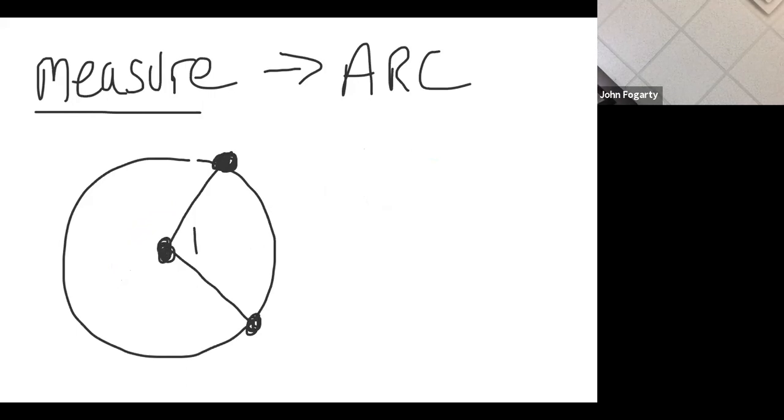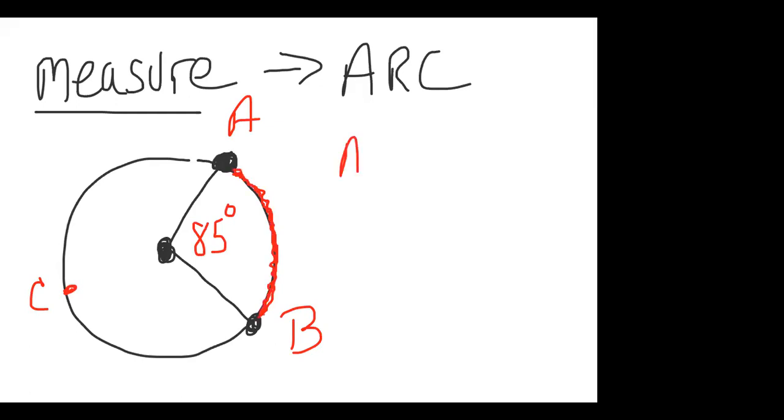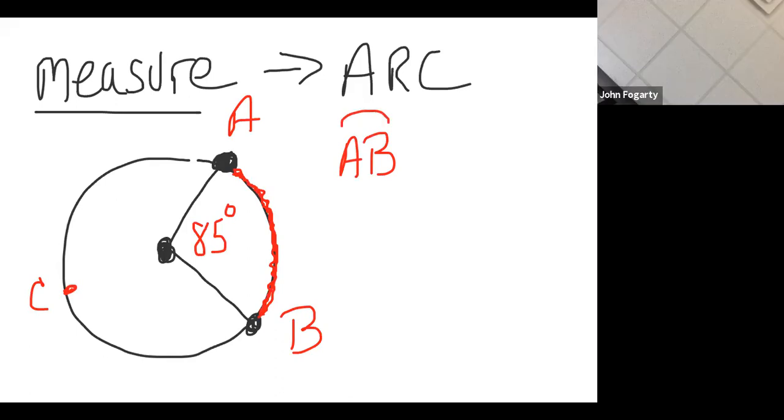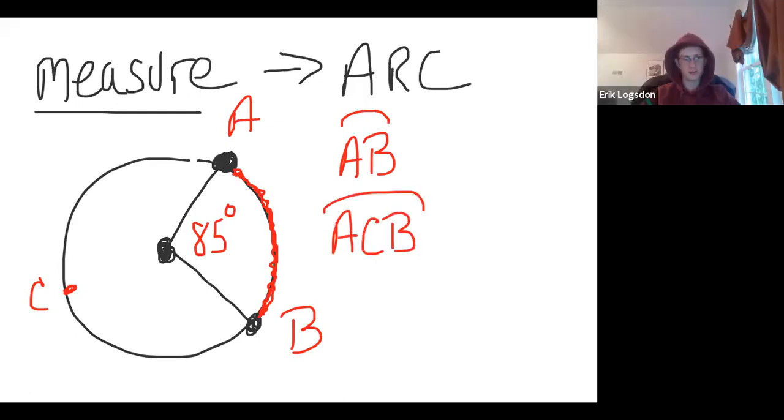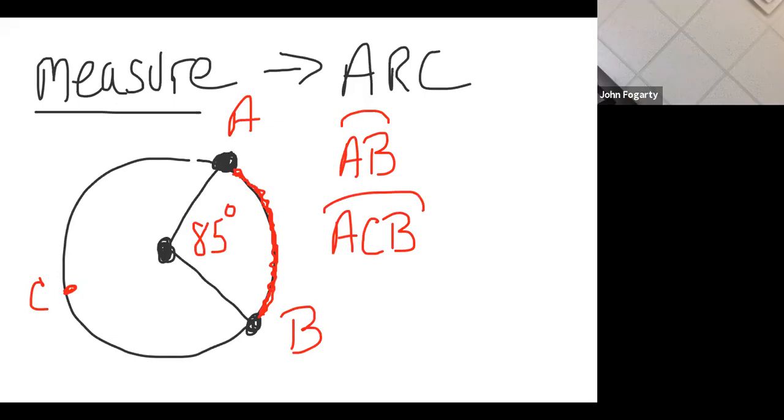Ready? So look at angle 1. That's an angle. Somebody guesstimate what that would be. I think it would be about 85 degrees. Now, the arc AB, the minor arc, this is the minor arc, yes? AB, that's the minor arc. What would you call the major arc? ACB. Okay, good.